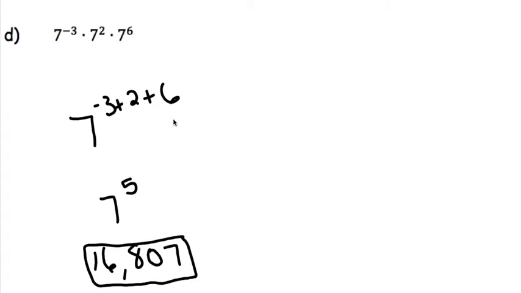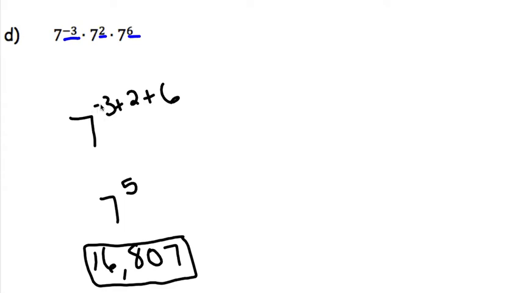Next, here you can see I already have this one done out. I didn't have it covered up because we'll just talk through it. It doesn't matter how many copies you have. If they all have the same base, we bring one copy of that base down, so I have 7, and then we add the exponents, negative 3 plus 2 plus 6. You can add them all together at the same time.